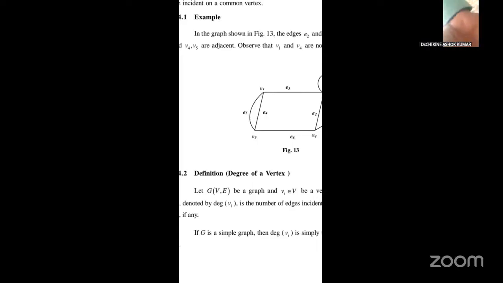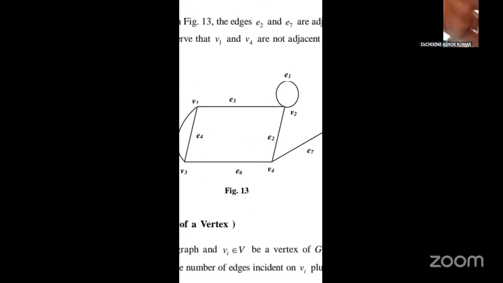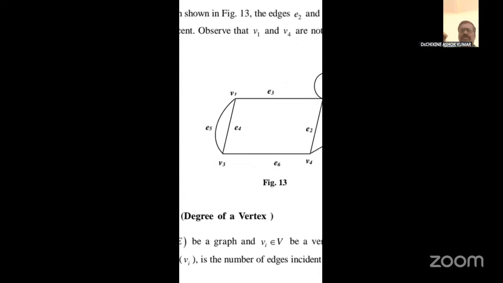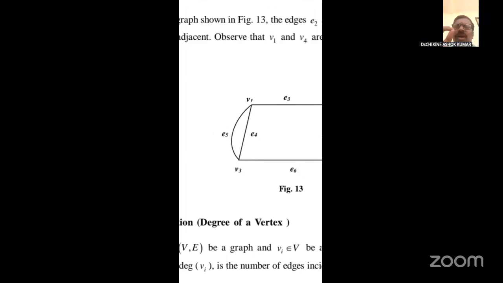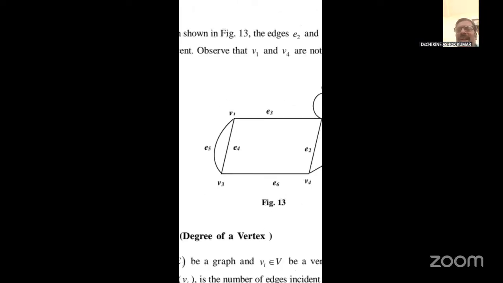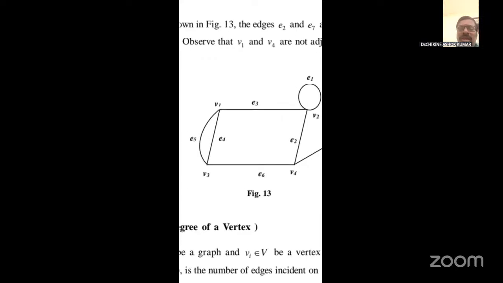See here, in this figure, if we take any one of the vertices, let me take V1. I want to count the number of degrees for the vertex V1. So just see from V1 to the remaining vertices, how many arrow marks or edges there are. Here V1 has edges E3, E4, E5. V1 has the E3 edge, that is, V1 to V2.